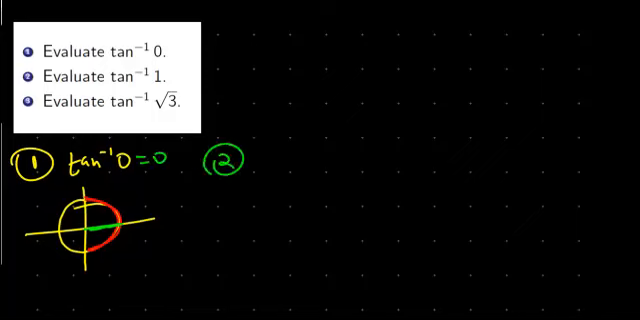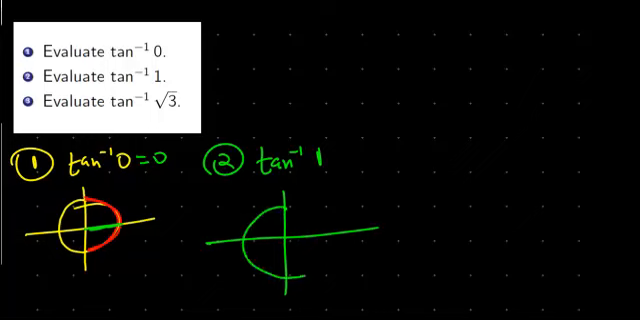Number 2, inverse tangent of 1. So let's draw my circle. Again, remind you that the inverse tangent is going to keep you over here. And when is the slope equal to 1? Well, we know the slope equals 1 there at theta equals pi over 4. Okay. Value of the inverse tangent of root 3.